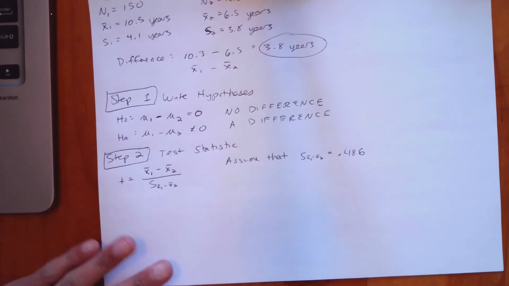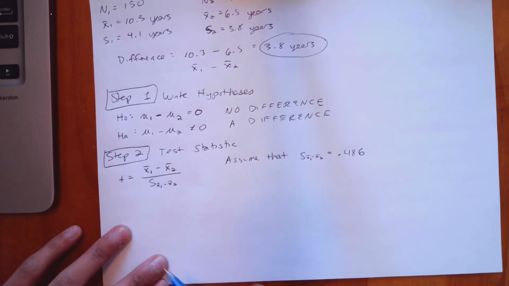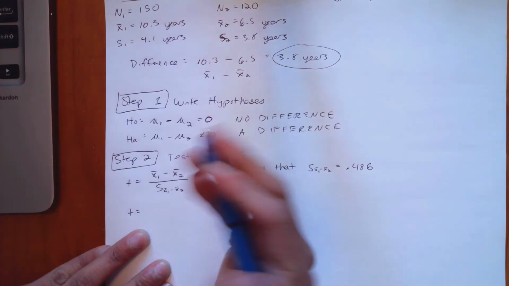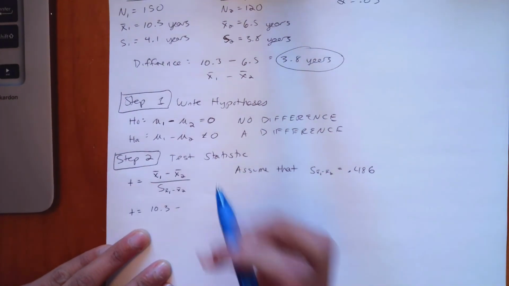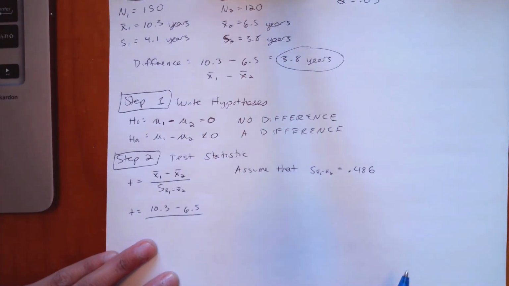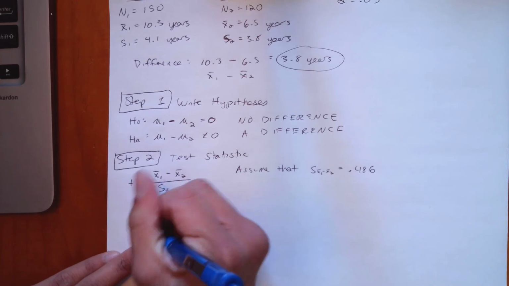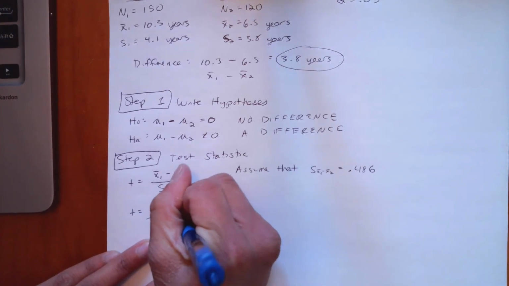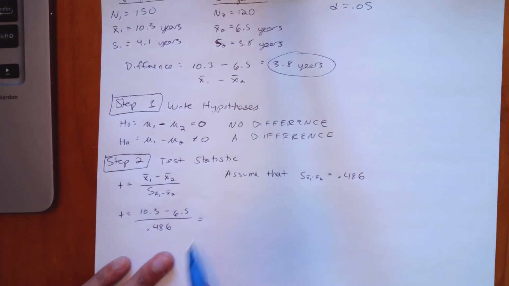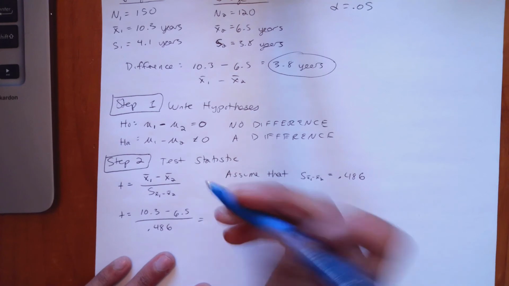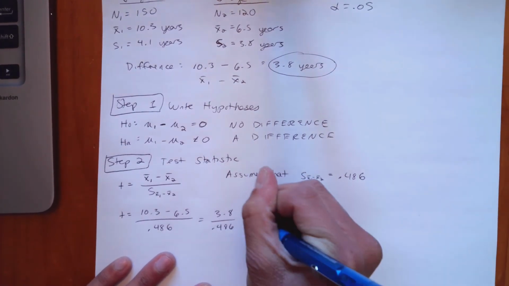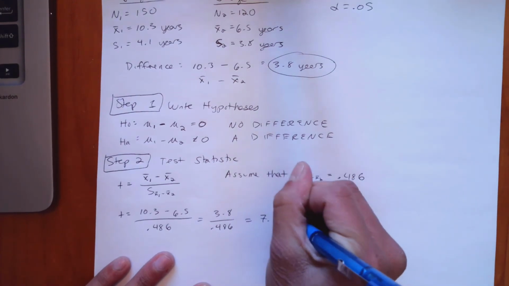Alright, so we have our values here now to plug into our test statistic equation, where to find t, we're going to take our first sample mean, which is 10.3, our second sample mean, which is 6.5, and we're going to divide by our standard error for the sampling distribution, which is 0.486. If you do this, the whole numerator of the equation, so the top half of the equation, is equal to the difference that you already calculated. So it's 3.8, and then we're dividing that by 0.486. This comes out to 7.819.